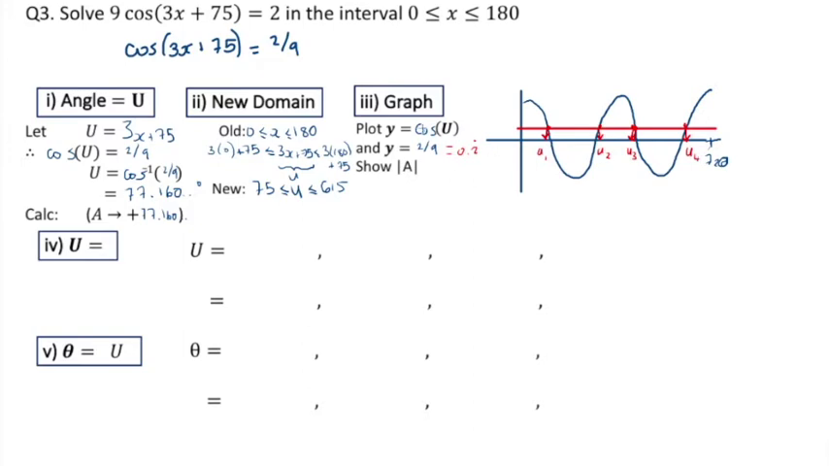Okay, so I've plotted y equals cos u, so I've plotted y equals 2 over 9. Now I need to show my a. What is this distance here? Well, it's this distance here. This is what my calculator has given me. It's only given me one answer. This is my 77.16, or my a. And we're going to use that distance. That's why it's got to be positive, because it's a distance.